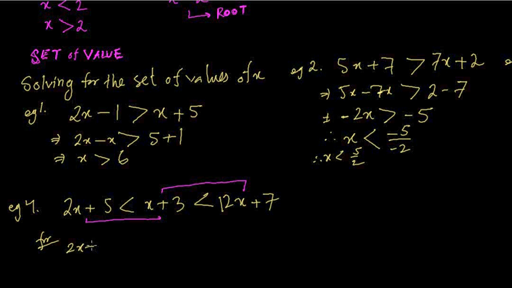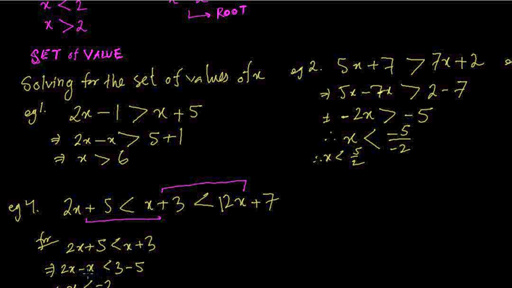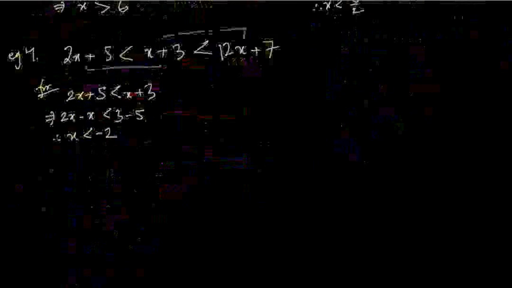For 2x plus 5 less than x plus 3, so 2x minus x less than 3 minus 5. Therefore x is less than minus 2. There is no negative number, so we didn't have to reverse it. So x is less than minus 2. That is going to be the set of values of x.